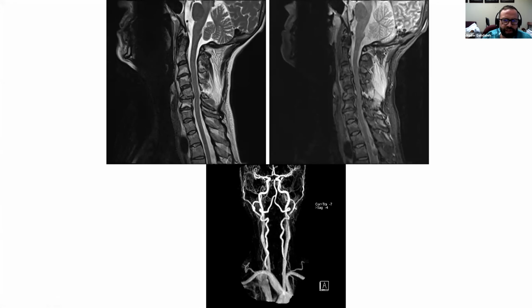We determine it's an unstable fracture. We want to treat it, stabilize it. So what's your approach in treating those? Anterior only, posterior, front, back? What do you guys think?